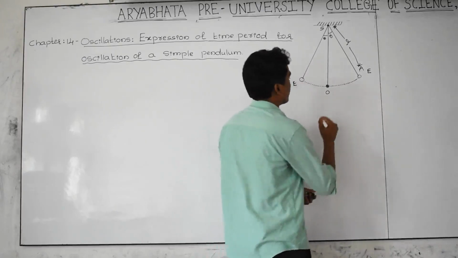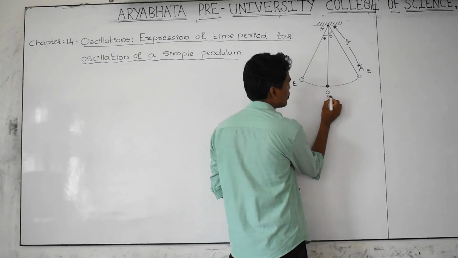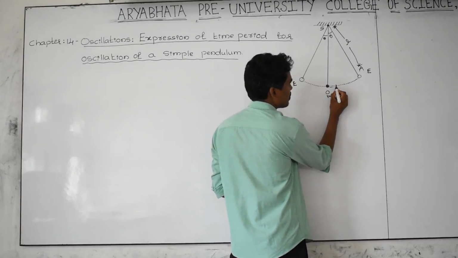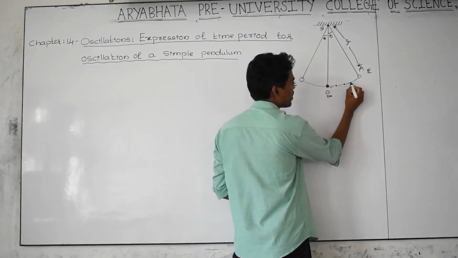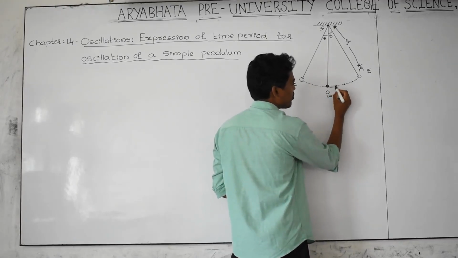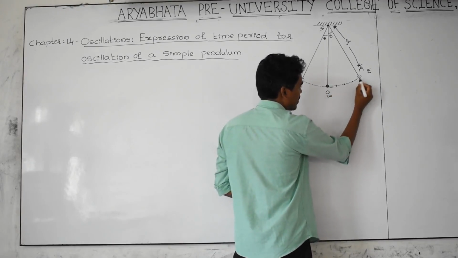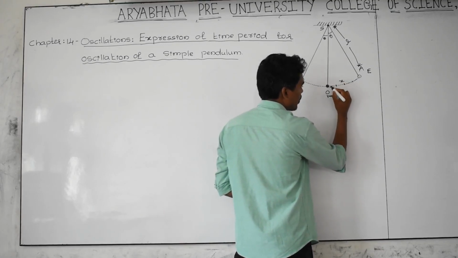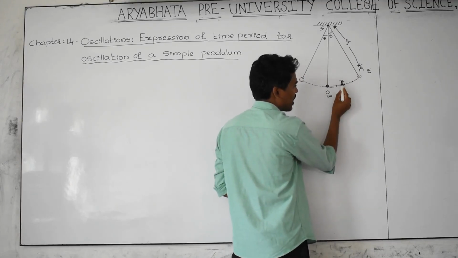Observe carefully here. If the body is at this point, the displacement is equal to 0, y is equal to 0. If the body is moving at this point, this is the displacement. If the body is moving here, this is the displacement. That displacement I am indicating as x. From the mean point up to this point, the displacement taken by the body is indicated as x.